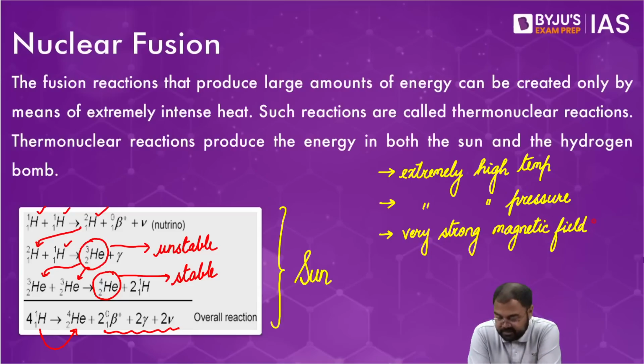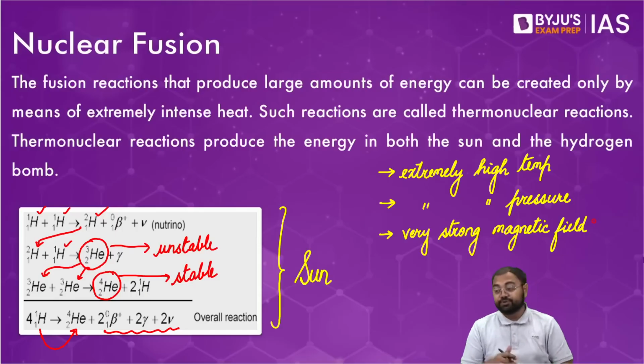Extremely high temperature, extremely high pressure, very strong magnetic field. Under these conditions we see that nuclear fusion becomes possible. Otherwise, if you don't have these conditions, nuclear fusion is not possible. So that's why getting this is very, very difficult. But at the same time, if we can, then the amount of energy that we can produce is huge.